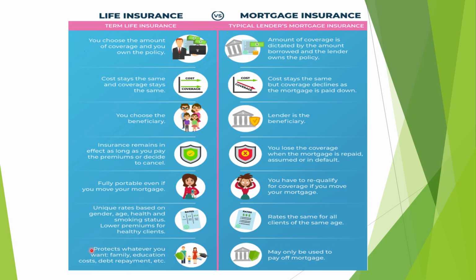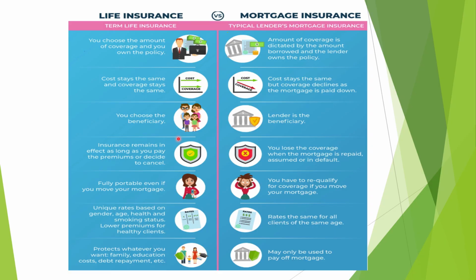Whereas in life insurance, because you choose your coverage and amount, it's all covered. So if anything happens, your family can not only pay your mortgage but also have a secure life for their children and pay all their debt. So this is how life insurance is key and important compared to mortgage insurance.